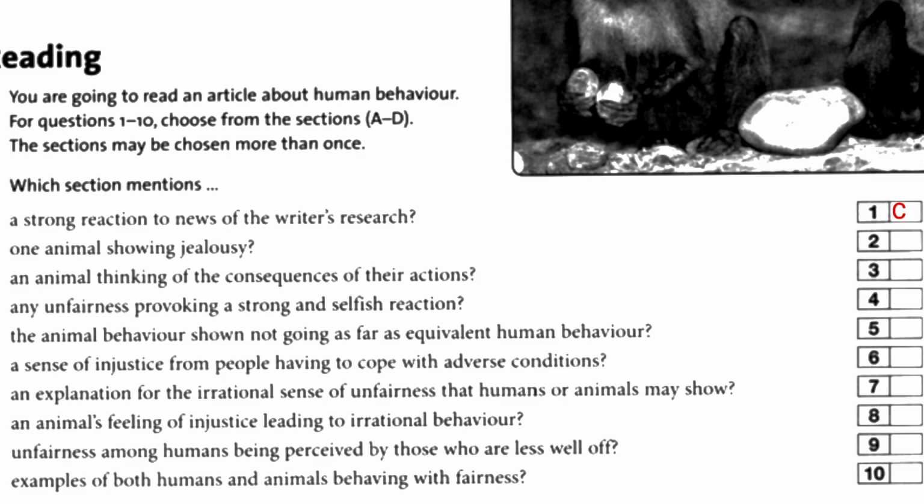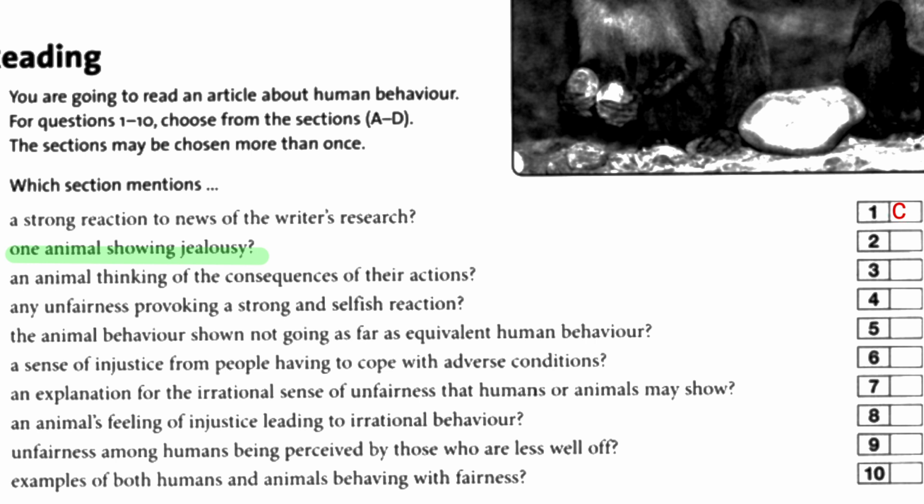Okay, so now we have a feel for what is in section A, B, C, and D. The rest of the questions should be easier to answer. So, which section mentions, question 2, one animal showing jealousy? Even before we go back and look, I'm pretty sure I know which section this is.